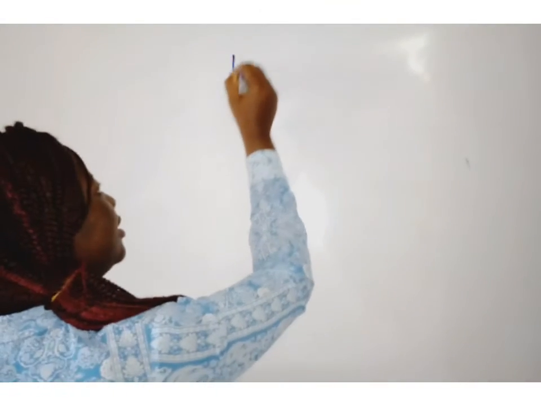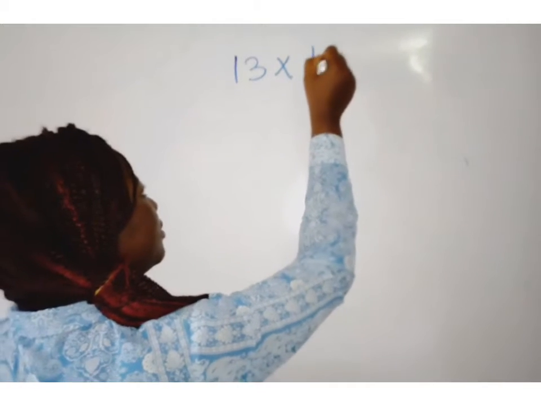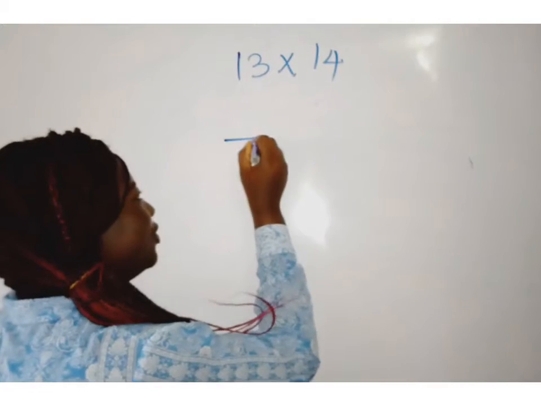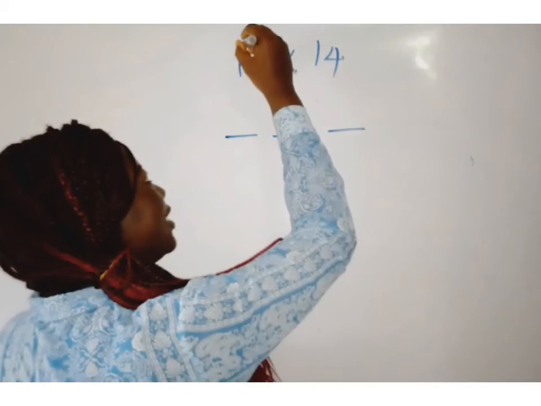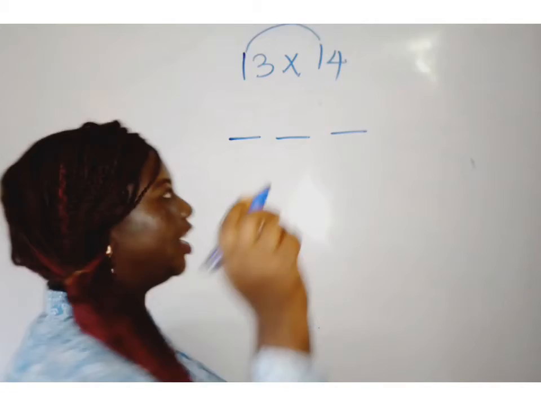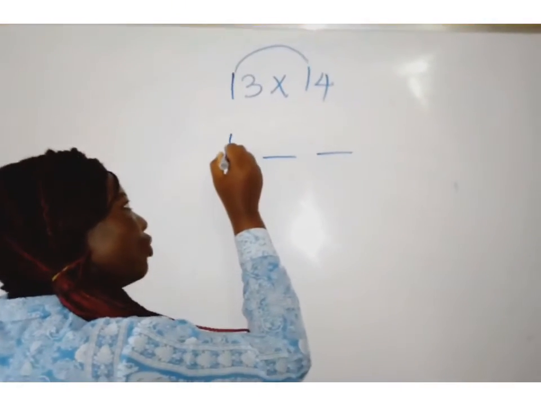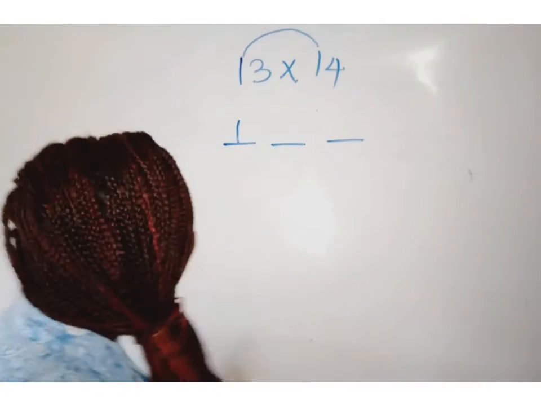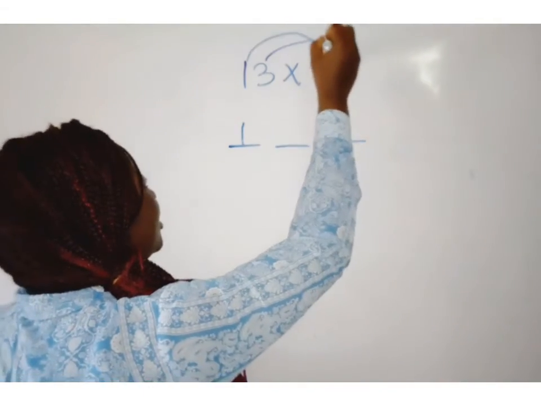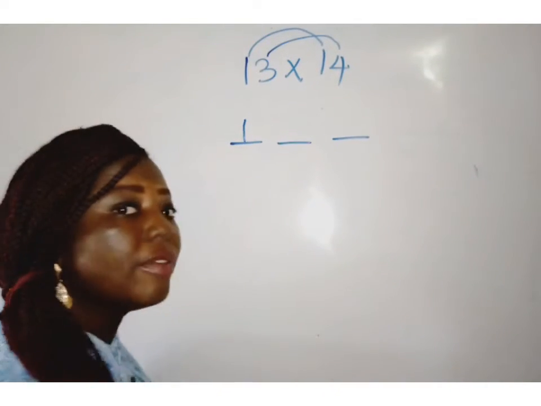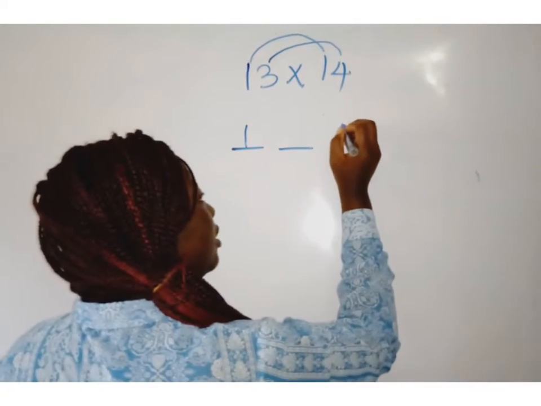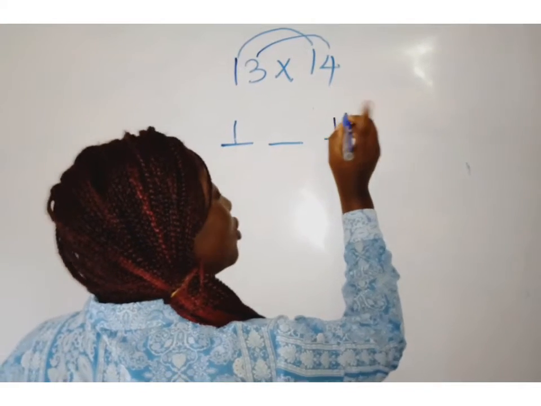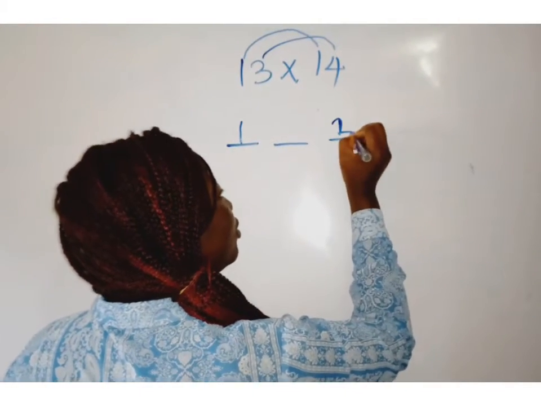Okay, let's try another one. Let's say 13 multiplied by 14. Let's do this one together. We will rule 3 lines, multiply the first digit by each other, which is 1 multiplied by 1 will give us 1. Then we're going to multiply the second digit by each other, which is 3 multiplied by 4, which will give us 12. And where are we going to write it? The last line. We are not going to write 12, so we are going to write 2 and keep 1.